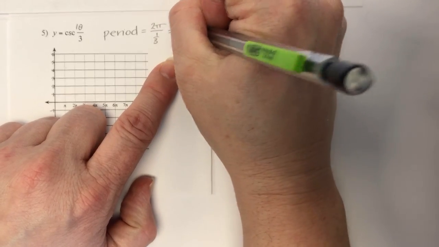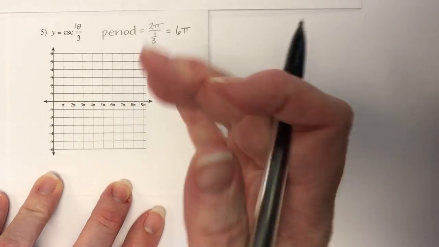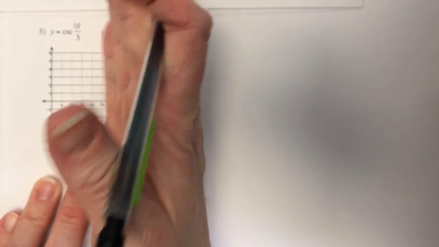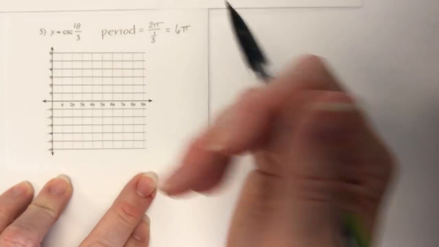1/3, which is 6 pi. So 6 pi is my period. It's going to take 6 pi intervals to complete a whole period, okay? So this graph has a horizontal stretch.